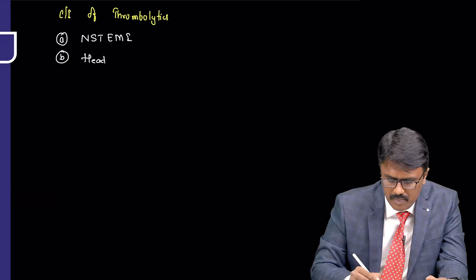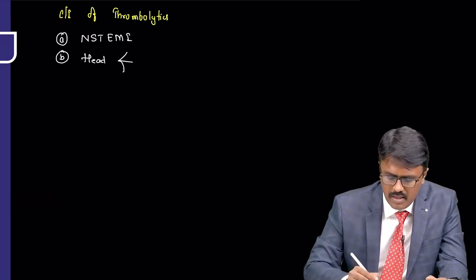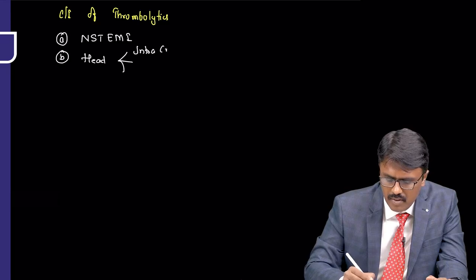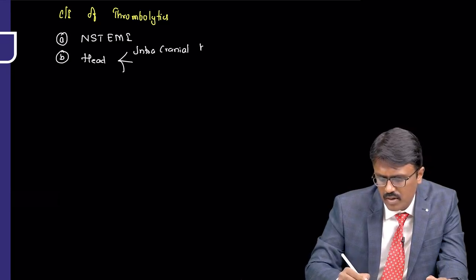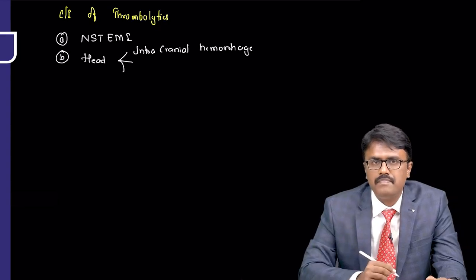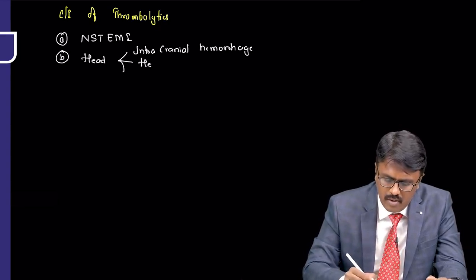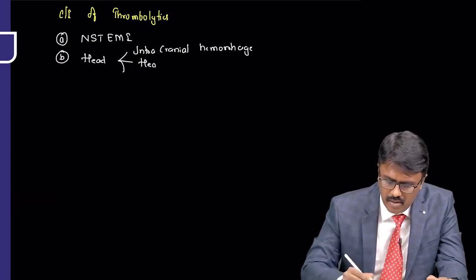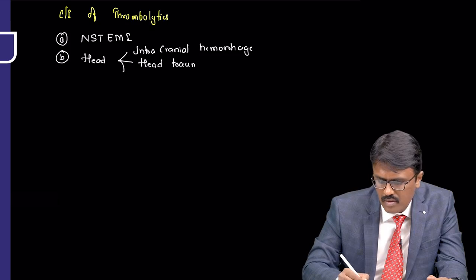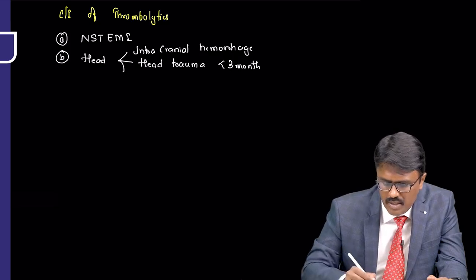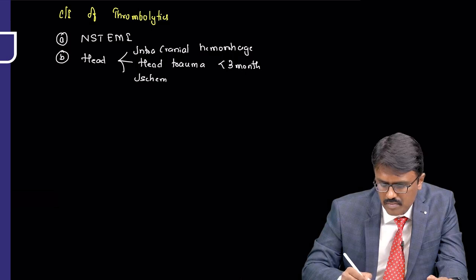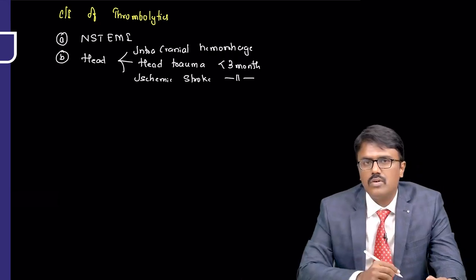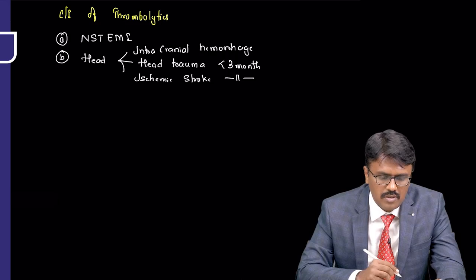Number 2, in the head. So when you think of head, what are the places where you should not use? If the patient already had an intracranial hemorrhage, don't use it because of the bleeding risk. Second, if the patient had head trauma less than 3 months ago, or had an ischemic stroke less than 3 months ago, you should not use it.